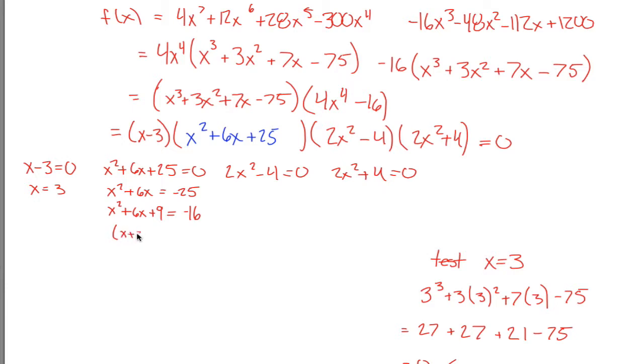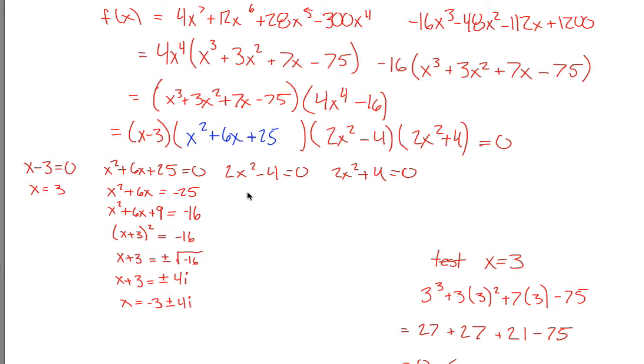And now what I have is a perfect square on the left-hand side. It's x plus 3 squared. So if I take the square root of both sides of the equation, I get x plus 3 is equal to plus or minus the square root of negative 16. In other words, x plus 3 is equal to plus or minus 4i. Therefore, x is equal to negative 3 plus or minus 4i.